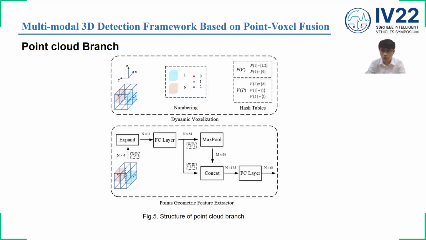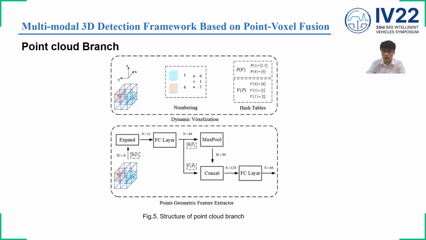For the point cloud branch, we adopt a dynamic voxelization to avoid downsampling of the point cloud during voxelization and preserve the complete point cloud data. Two hash tables are built to record the bidirectional association of each voxel with its internal points. After voxelizing the point cloud, a single layer PointNet network is used to extract the geometric features of each point in each voxel.